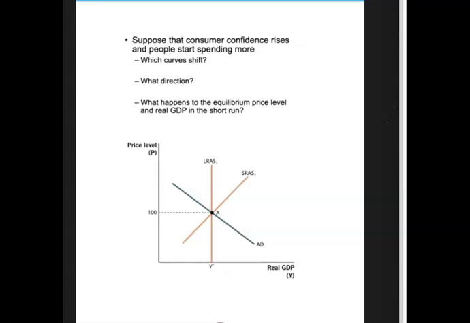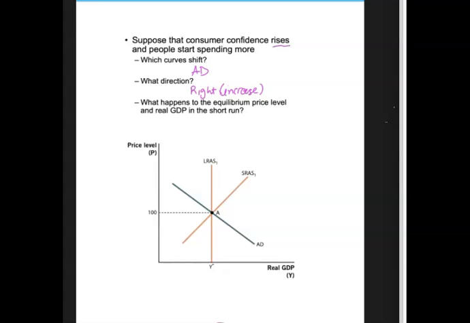Suppose there is a change in the consumer confidence. This is on the demand side, right? Consumer confidence rises and people start spending more. So definitely this will shift the aggregate demand, okay? And which direction? Aggregate demand then will shift to the right, which indicates an increase in the aggregate demand.